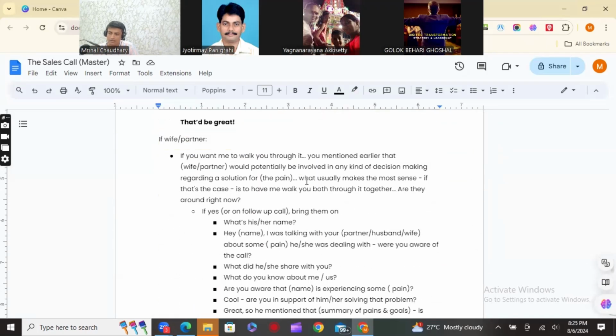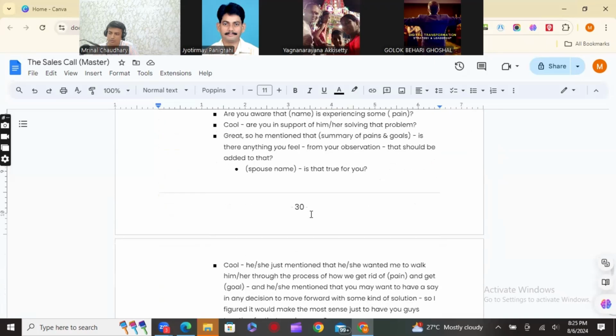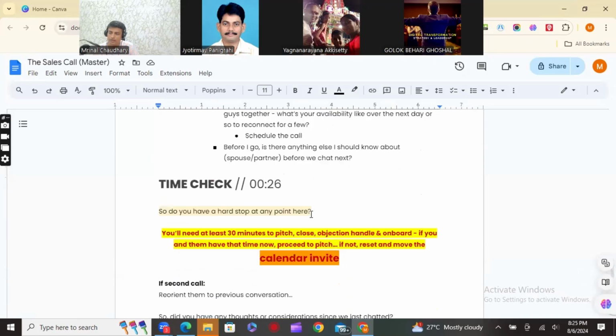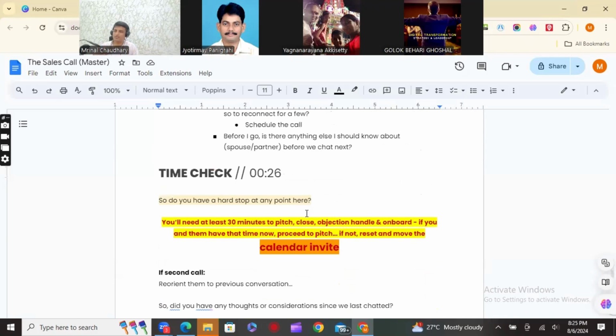If there is a wife or partner, then you have to make that person also be on the call. Okay, so once you have done with everything, you know the deeper points, everything, their game plan, then you say that we require 30 minutes to go ahead. And if your time is 60 minutes and it is crossing the time limit, then you must schedule the next call. So here, you will need at least 30 minutes to pitch, close, handle objections, and onboard. All these things require 30 minutes to proceed to the pitch.